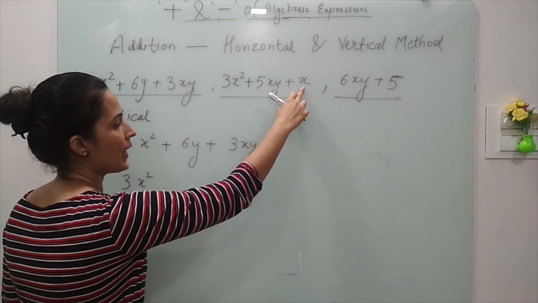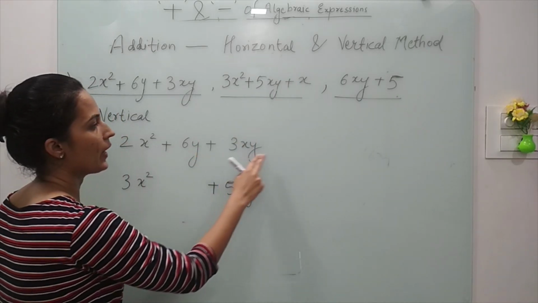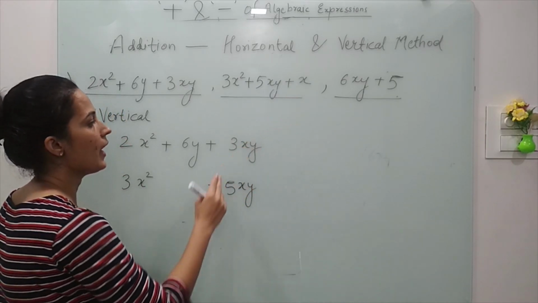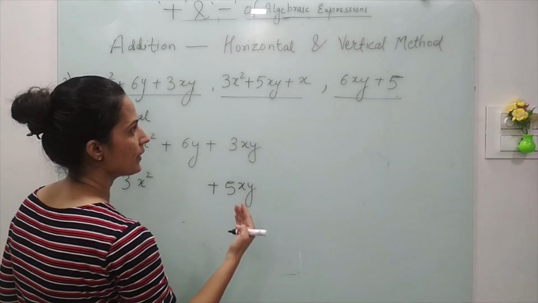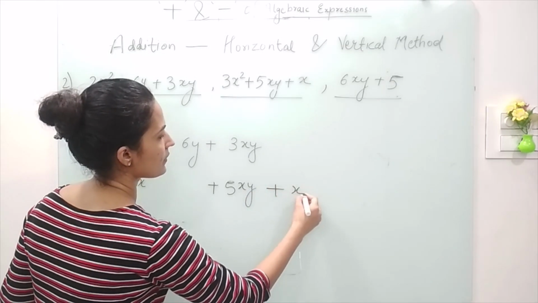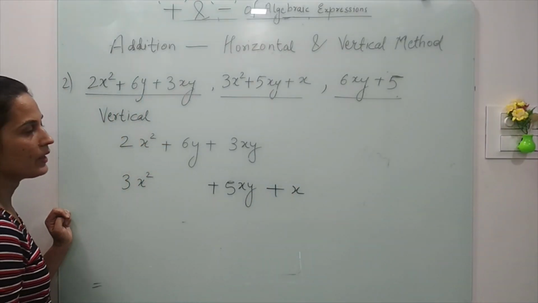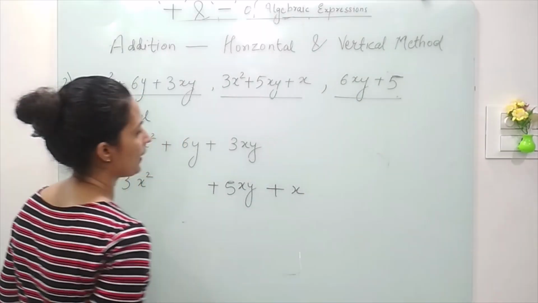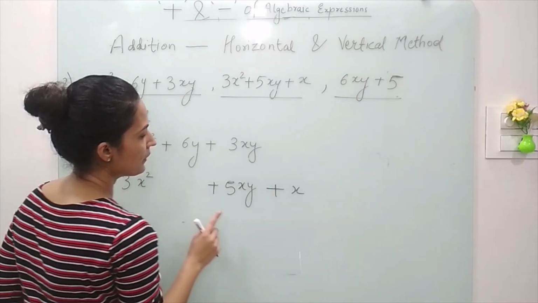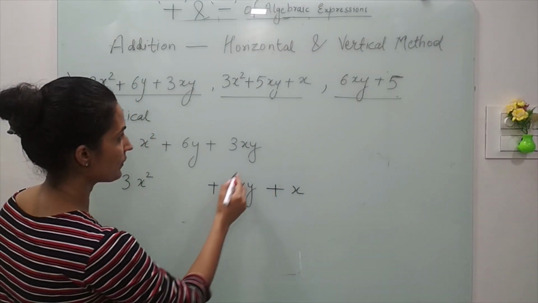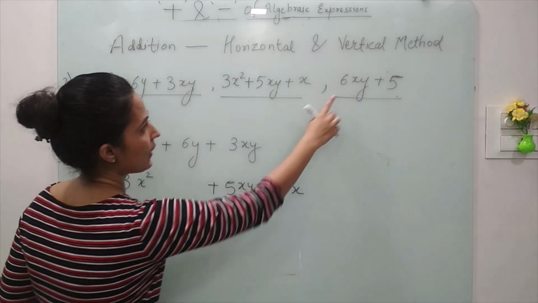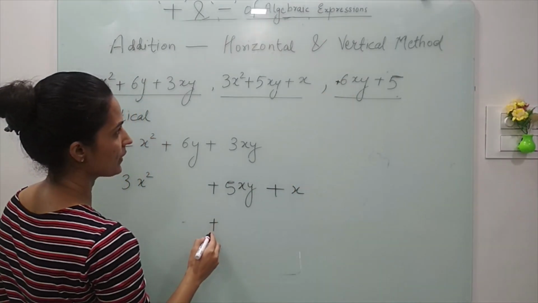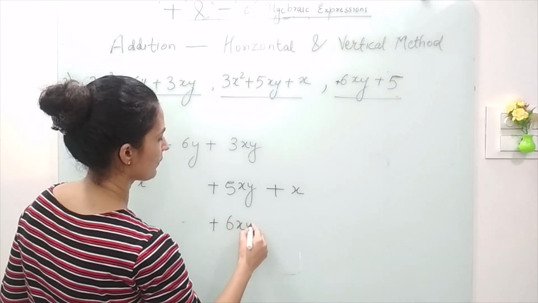The next term is x. Now in this expression I do not have x, but here I have x. Now how do I write this? I'll simply go beyond this and write here plus x. Now let's see how we write the third expression. This is 6xy plus 5. Now 6xy is a similar term to this, so again I will write 6xy below this. The sign of this 6xy is plus. There is no sign, that means it is a plus. So I can write here plus 6xy.